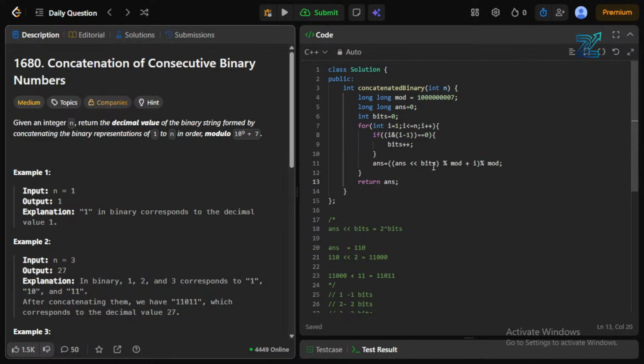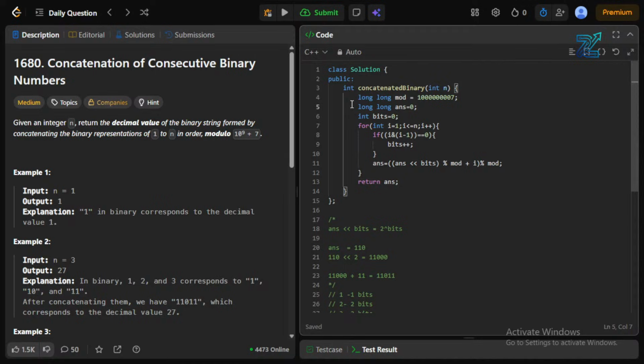Because it is a large prime number used to keep numbers in a safe integer range, right? To keep the integer in a safe integer range. Next, what are we doing here? We are setting answer equal to 0. This variable stores the correct concatenation decimal value. Initially, nothing is concatenated, so I set it as 0, right?